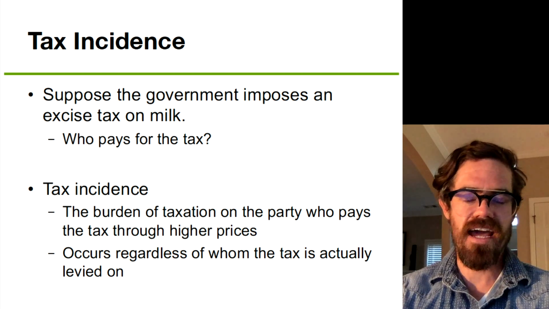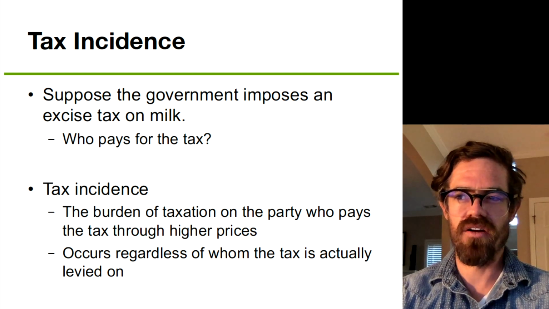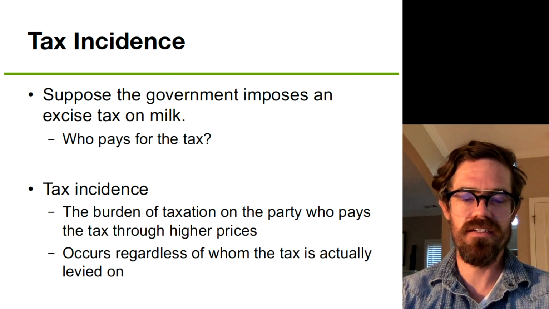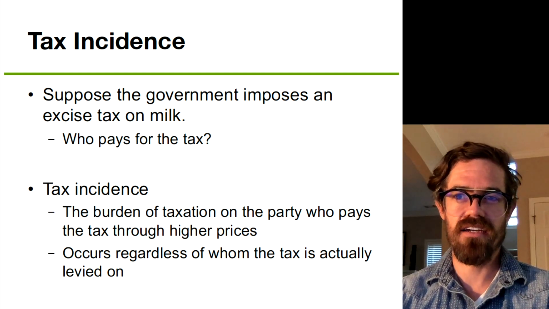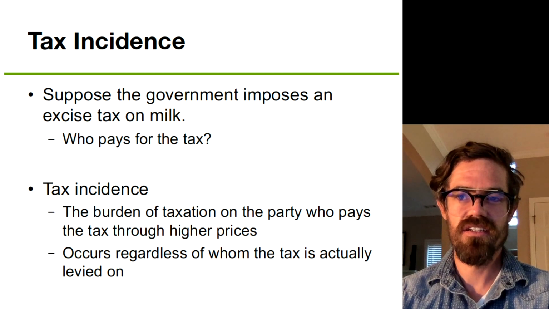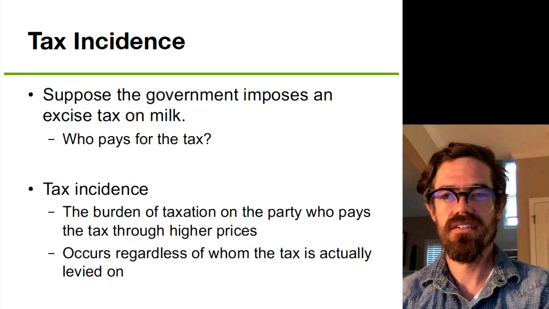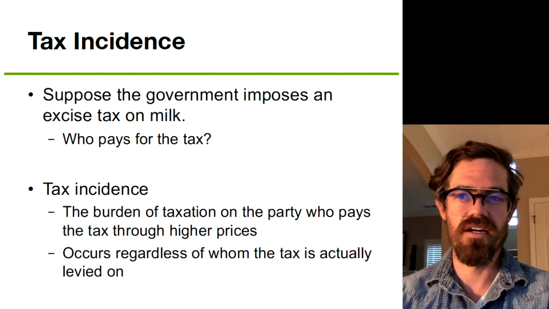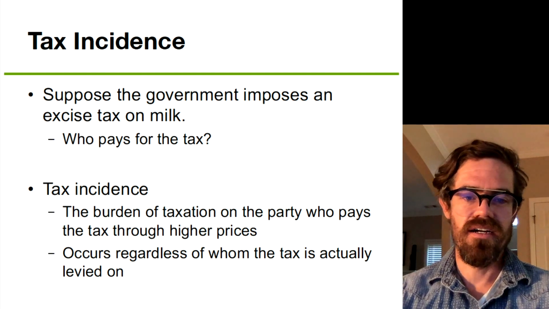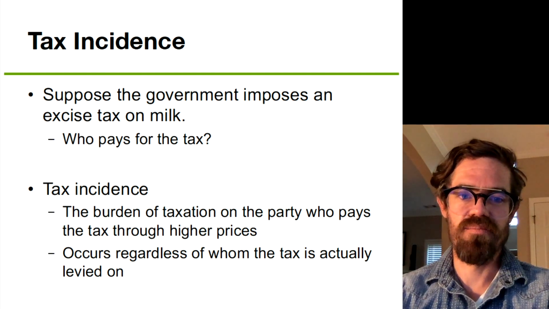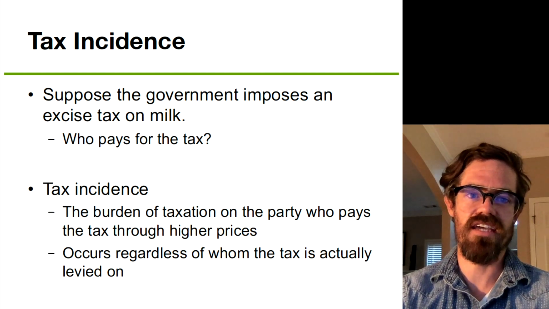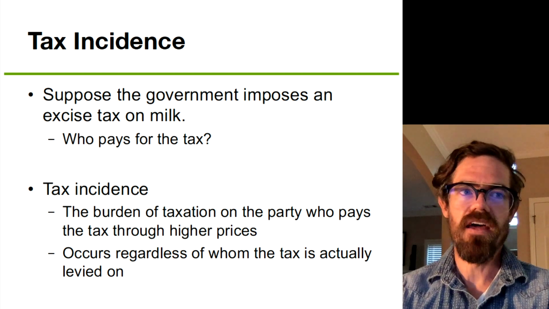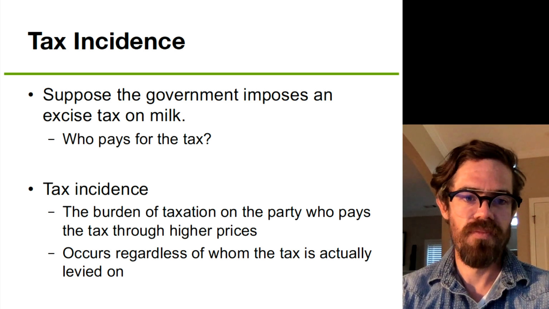So for gasoline, for example, I think it's somewhere around 50 cents per gallon is the excise tax on gas. Here in the state of Georgia, I think the excise tax on a pack of cigarettes, not a carton, a pack, is somewhere around a couple of bucks. But it's a fixed amount per unit. So that's what an excise tax is. So suppose that the government imposed an excise tax on milk. So it would be like $1 per gallon of milk, for example.